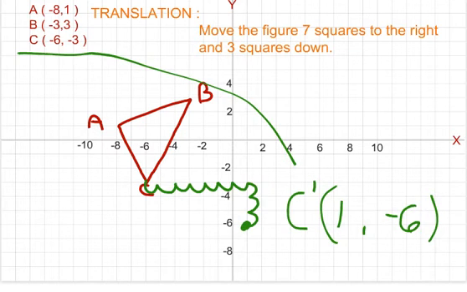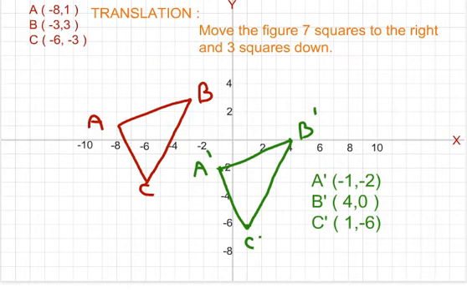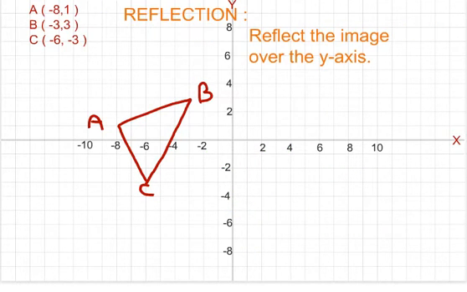So the whole triangle is going to move here. And as you can see, the coordinates written in green are A prime (minus 1, minus 2), B prime (4, 0), and C prime (1, minus 6). To check if my translation is good, I could just do minus 8 plus 7, because I'm moving the x toward 7 to the right. That will give me minus 1. And I could do 1 minus 3, because that affects the y coordinate. It gives me minus 2. So that's a translation. And now, a reflection.